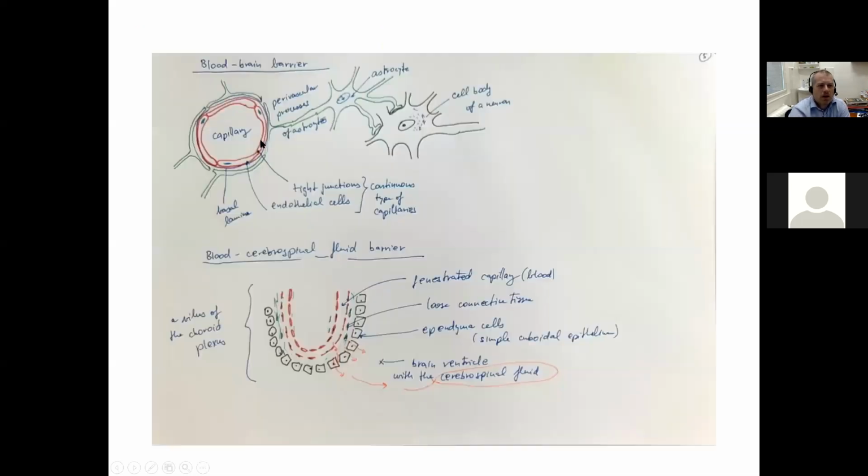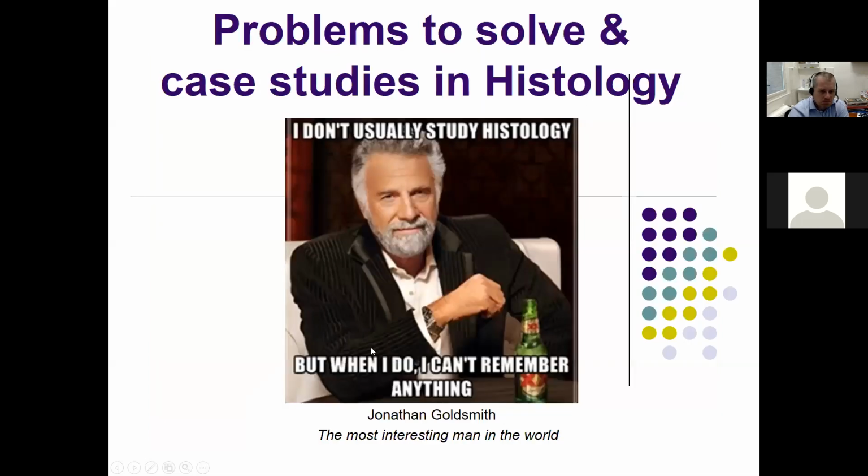And again, this is the scheme showing the blood-brain barrier: endothelium, basal lamina, and perivascular processes of astrocytes. And here comes the neuron. And this is the blood-cerebrospinal fluid barrier in a scheme: the capillary, its fenestrated endothelium, loose connective tissue, and the ependymal cells. Well done. So now we go to some problems and case studies.